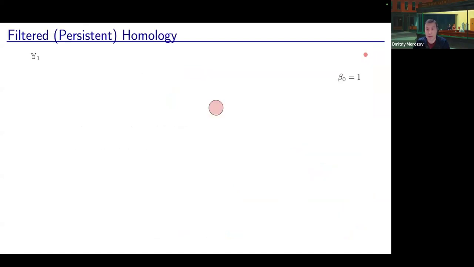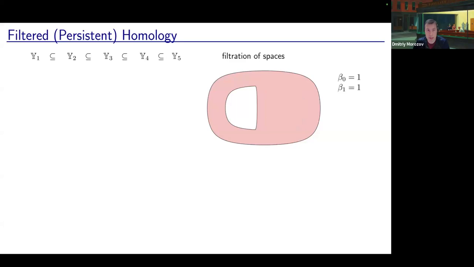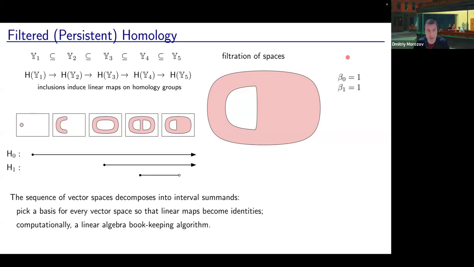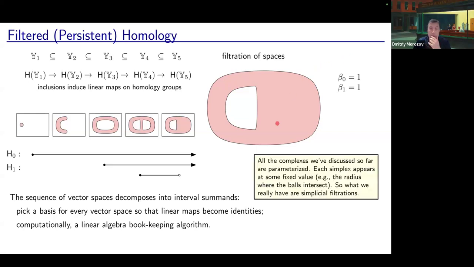Okay, so the part that we want to do is we're not interested in a single space, but we're interested in this filtration. So we have some process that is parameterized by a real value. And we want to keep track of how the homology is changing in this process, and that's what gives us our persistence diagram or barcode, this keeping track of these changes.